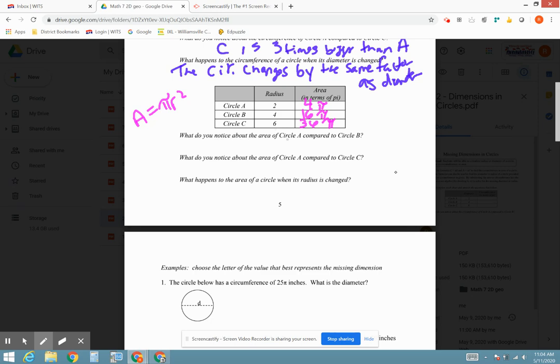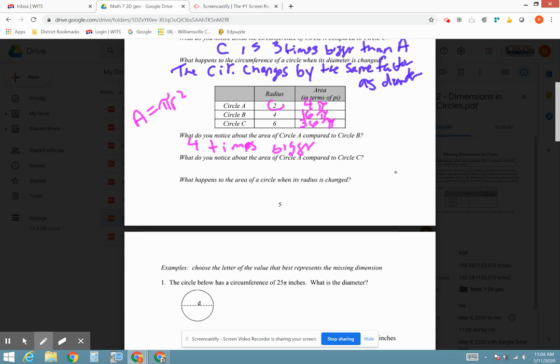So what do you notice about the area of circle A compared to B? So now I'm comparing A to B. Well, it's 4 times bigger, isn't it? That's interesting. It's 4 times bigger. So the radius was twice as big, but the area is 4 times bigger. That's interesting.